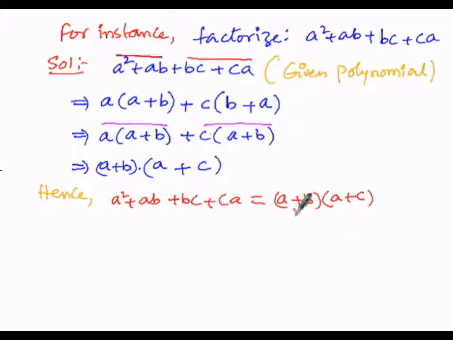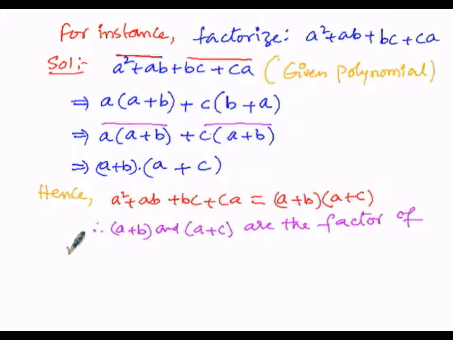Reversely, when we multiply these 2 factors, a with entire bracket a plus c plus b with entire bracket a plus c, again we will get the given expression as a square plus ab plus bc plus ca. So hence, a plus b and a plus c are the factors of the given expression or the given polynomial, that is a square plus ab plus bc plus ca.